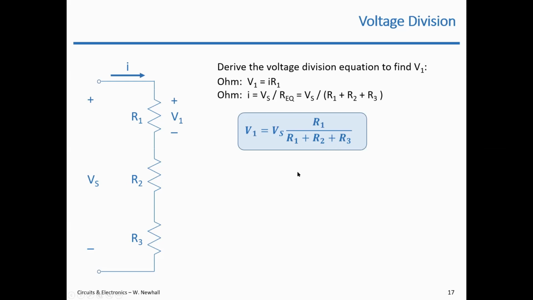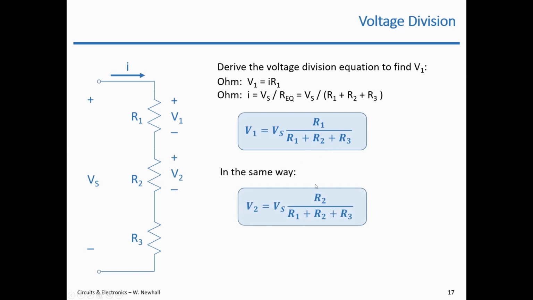Okay, so in the same way, calculating V2, you could run the same derivation up top, but you get the same thing. V2 is equal to the voltage across the series set times the ratio of, on top, the resistance across which you're trying to find the voltage, divided by the sum of all series resistances. Okay, so then V3, in the same way, is Vs times the resistance across which you're trying to find the voltage, divided by the sum.